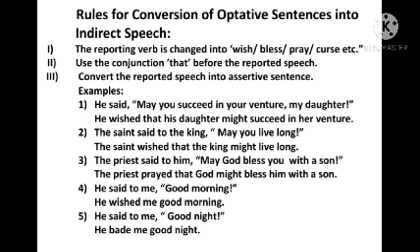Now let's see the rules for optative sentences. The reporting verb is changed into wish, bless, pray, or curse, etc. Because in optative sentences, we generally wish somebody, or we pray, we bless. Blessings, prayer, or wishes are found in optative sentences, like may you live long. This is an example of optative sentences. That is used as the conjunction, and the reported speech is converted into an assertive sentence.